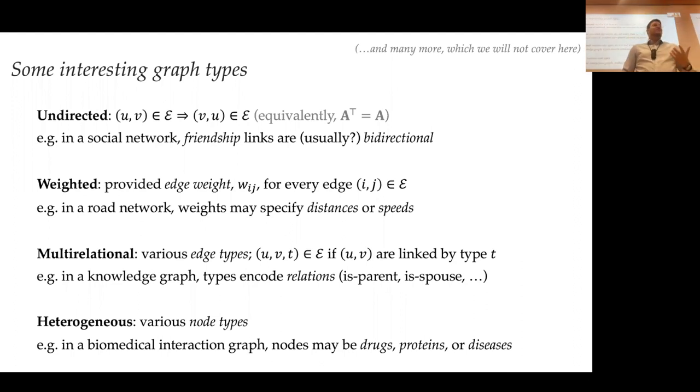Then graphs can also be weighted, where you don't just have a binary flag in the edges, but you might have some edge weight telling you the distance between different nodes. This can be quite useful in road networks, for example, where weights can specify speeds or distances.